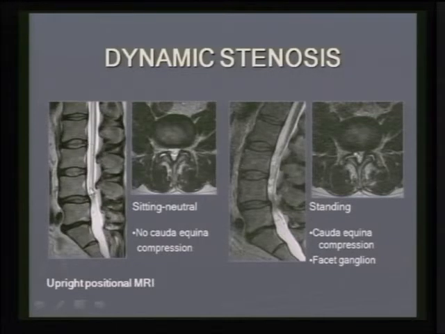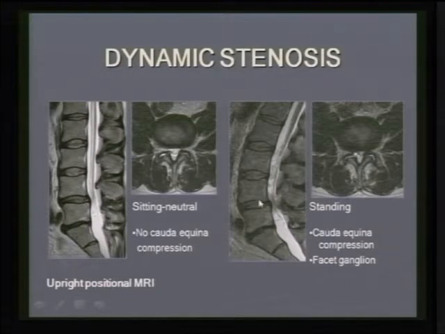The sagittal T2 weighted sequence shows a very minimal degenerative spondylolisthesis, but a very adequate central canal dimension, as also seen on the axial images here. Note the presence of some fluid in the facet joint bilaterally. Okay? The patient was imaged in the standing position.